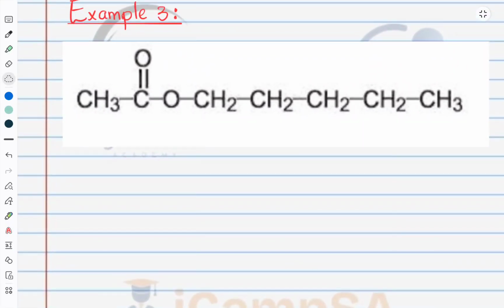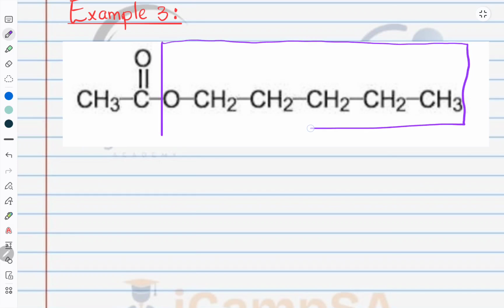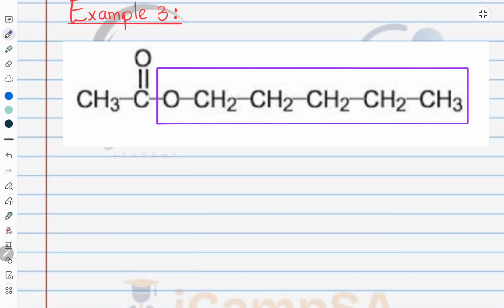So here's another example. Now here we are given a condensed structural formula, and we must still do the same thing. We must find the alcohol portion and find the carboxylic acid portion, and then name this ester compound accordingly. All right, so let's do that. Let's start with the alcohol portion. So anything from here we split, remember, to the right side of the oxygen atom is our alcohol portion. All right, so this is the alcohol part.